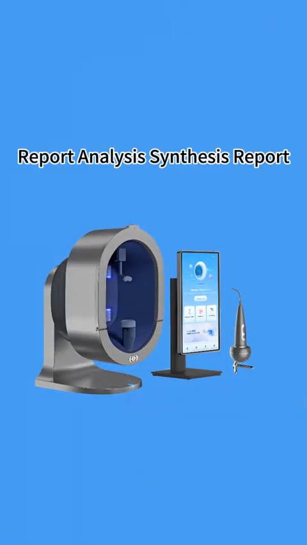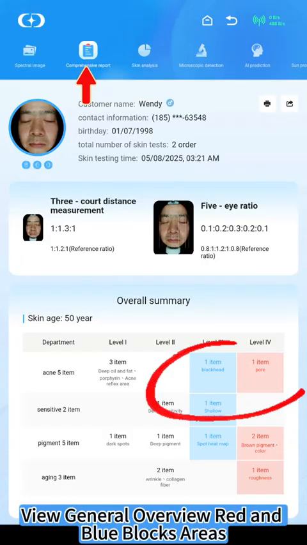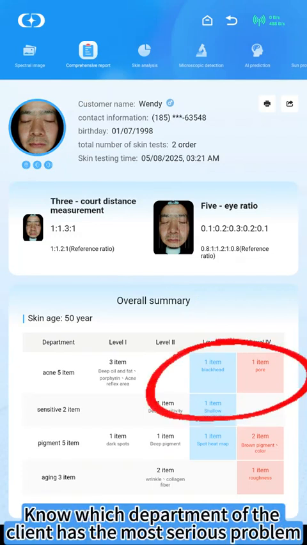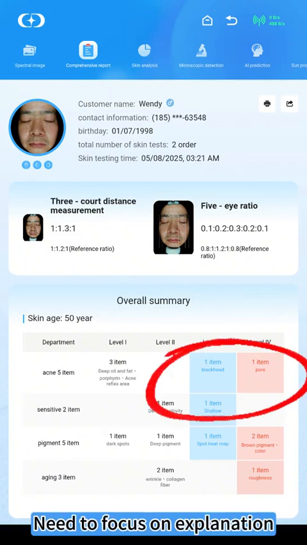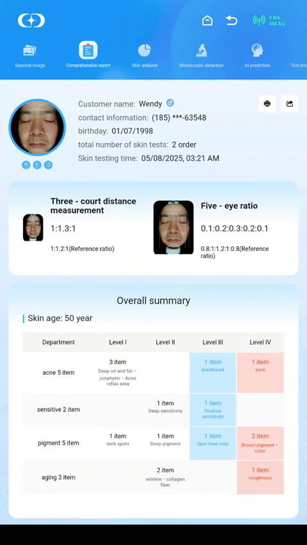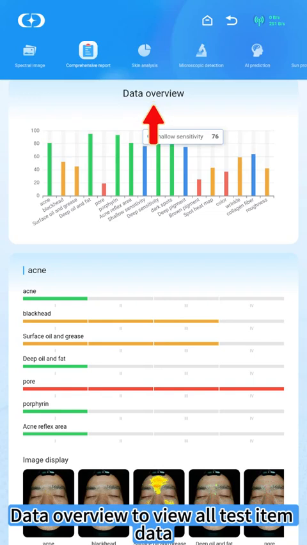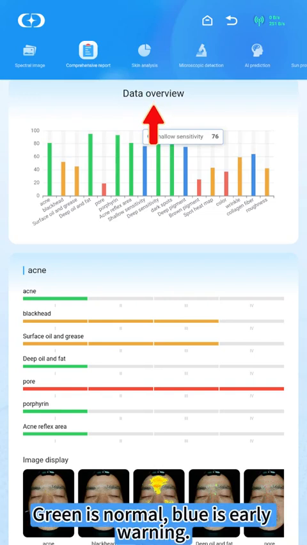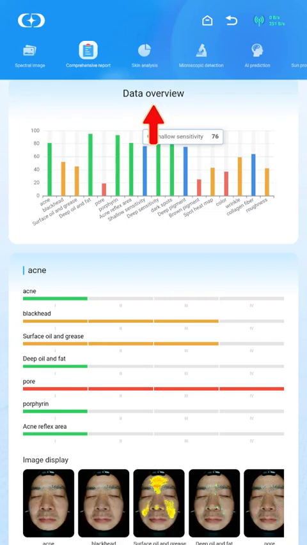Report analysis, synthesis report. View general overview, red and blue block areas. Know which department of the client has the most serious problem. Need to focus on explanation. Data overview to view all test item data. Green is normal, blue is early warning, yellow is bad, red is serious.